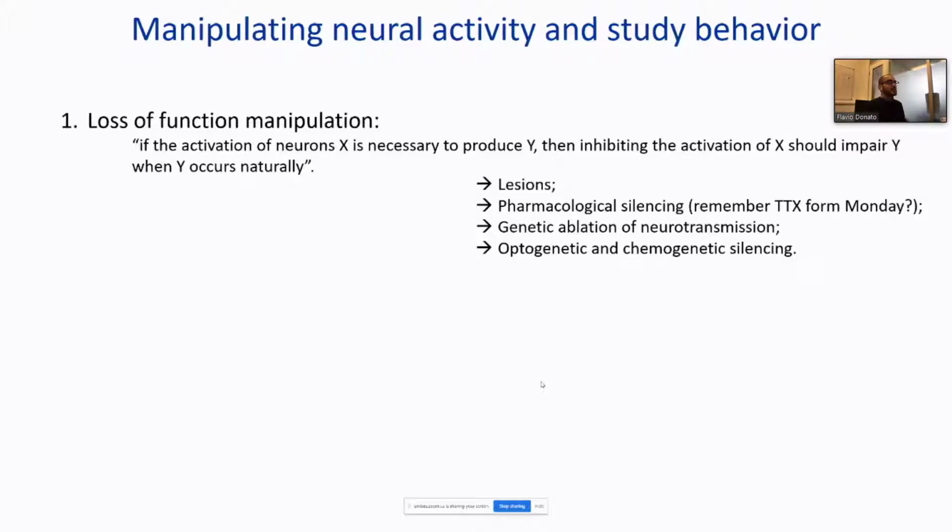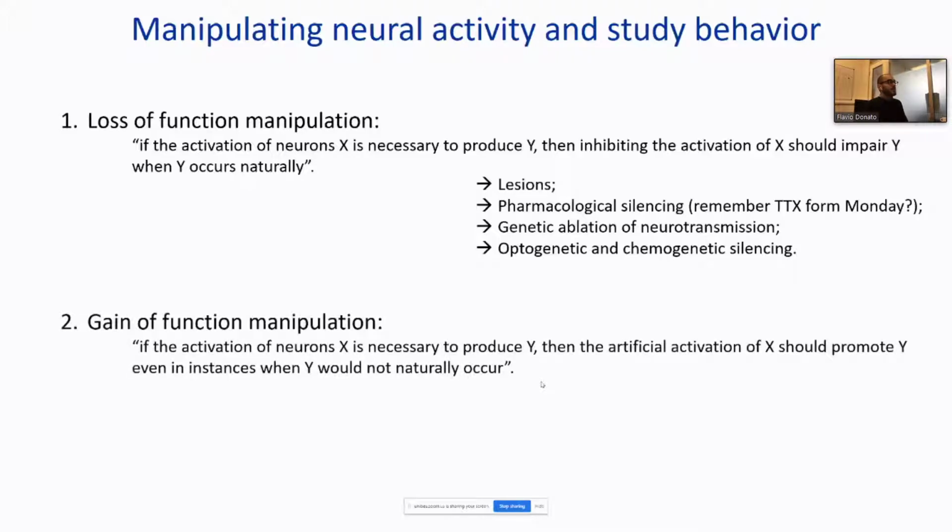You can do genetic ablation of neurotransmission. There is one cool tool in which you block fusion of synaptic vesicles to the presynaptic membrane so that those neurons, even if they receive information, are not able to transmit it to the postsynaptic partners. Or you can use drugs and light to silence neurons. This is something that we're going to see in the lecture. We're going to go through basically all of these techniques.